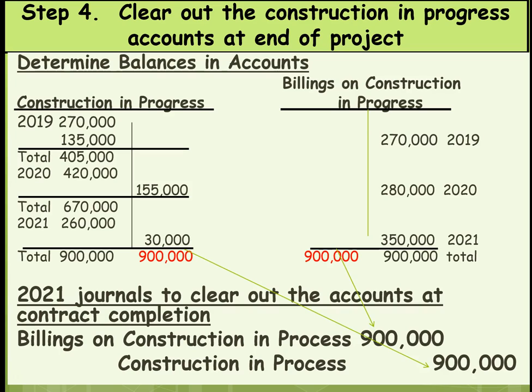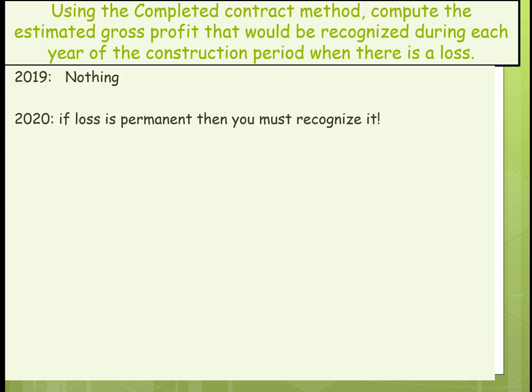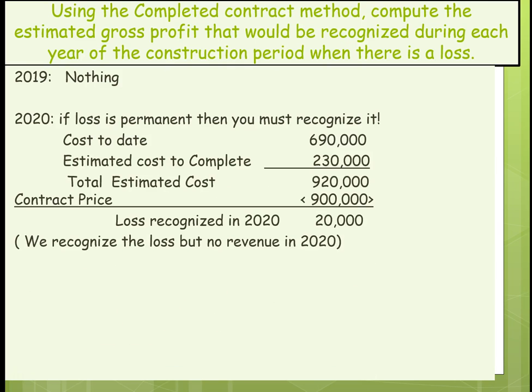Now, what about completed contract? What does that look like? So, for 2019, we don't do anything because there was a profit. 2020, if the loss is permanent, then you must recognize it. The cost to date is $690. The estimated cost to complete is $920. The contract is $900,000, so we have to recognize a loss for completed contract of $20,000 in 2020. Remember, we recognize the loss, not the revenue.